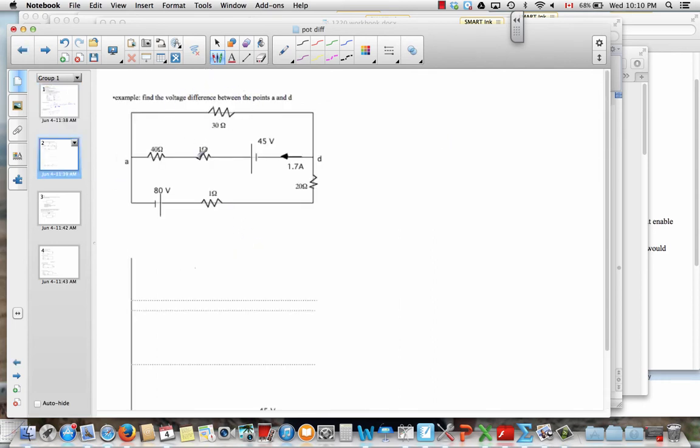Here's another example. We want to find the potential difference between the points A and D, given there's 1.7 amps of current flowing in this direction. So why don't you pause the video, try this one, and then turn it back on to compare answers. So pause it now, give this one a try.